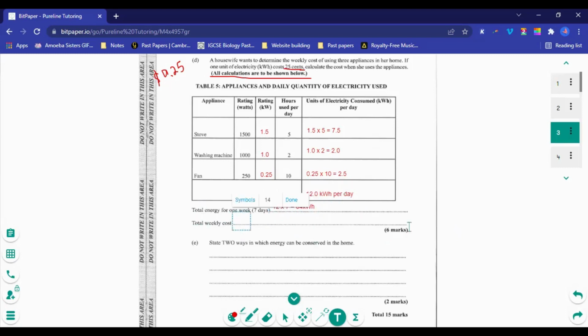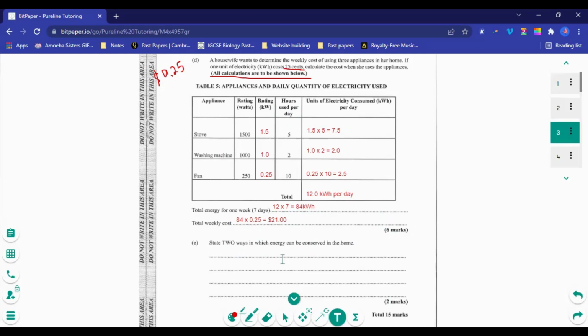And the cost for the week is going to be the amount of energy used for the week, multiplied by the rate, which is the 25 cents. So that is going to be 84 multiplied by 0.25, which is going to give us $21. So that's how much money it is going to cost her to use these three appliances at the rate and the amount of hours that she used it for that week.